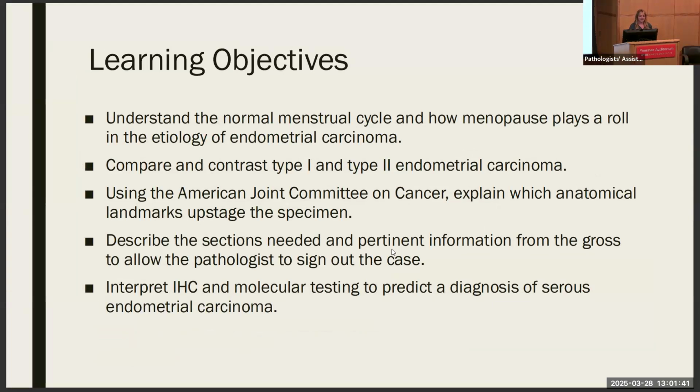So by the end of this presentation, I hope that you would be able to understand the normal menstrual cycle and how menopause plays a role in the etiology of endometrial carcinoma, compare and contrast type 1 and type 2 endometrial carcinoma, and be able to use the AJCC, explain which anatomical landmarks upstage the specimen, describe the sections needed and pertinent information from the gross to allow the pathologist to sign out the case, and interpret IHC and molecular testing to predict a diagnosis of serous endometrial carcinoma.